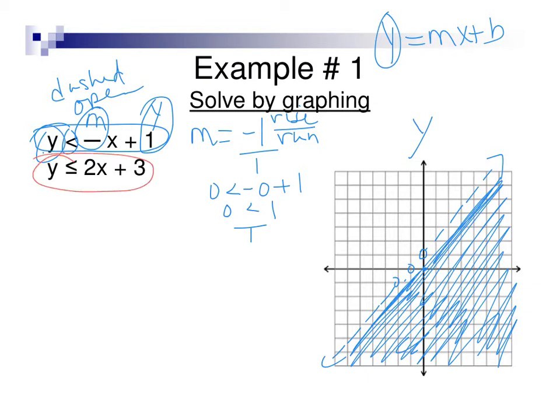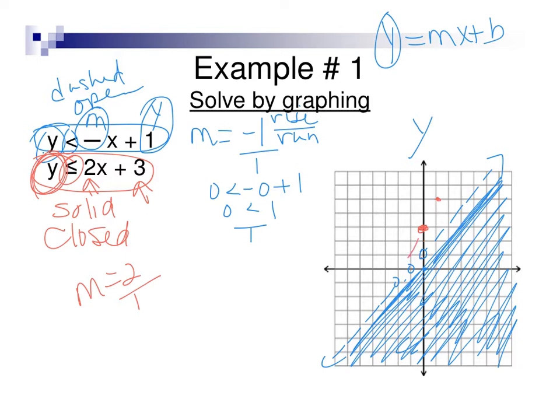Alright, so now I'm going to perform the same 5 steps with the second inequality. I'm going to color code it red. So first of all, line underneath means solid line, closed dot. Is it in slope-intercept form? Yes, it is, because y is by itself, so I can go straight to my graphing. My starting point is 3. That's my y-intercept, the number without x. And my slope is 2. To get my rise over my run, I do 2 over 1, so that means I go up 2 and over 1. And so my line for this one is going to look a little bit like this.